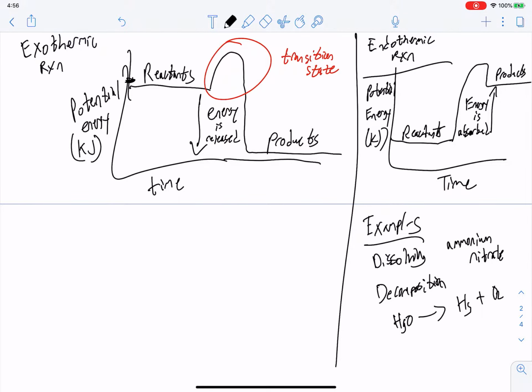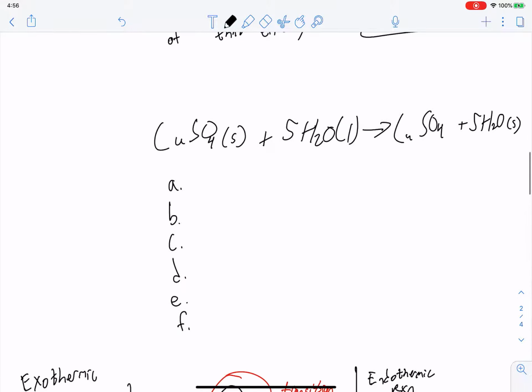Okay, so let's take a look back. This is a problem you have. So this is kind of a freebie. We're going to talk about this reaction. The question reads: you mix solid copper sulfate with a small amount of water in a beaker. Hydrated copper sulfate is produced. The thermometer inside the beaker indicates that the temperature has increased from 19 degrees Celsius to 48 degrees Celsius.